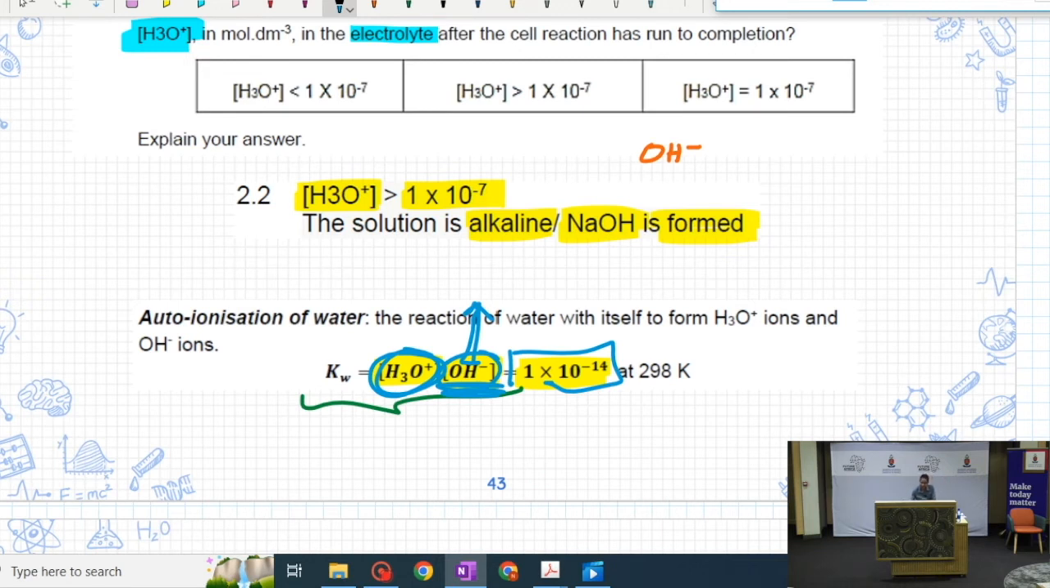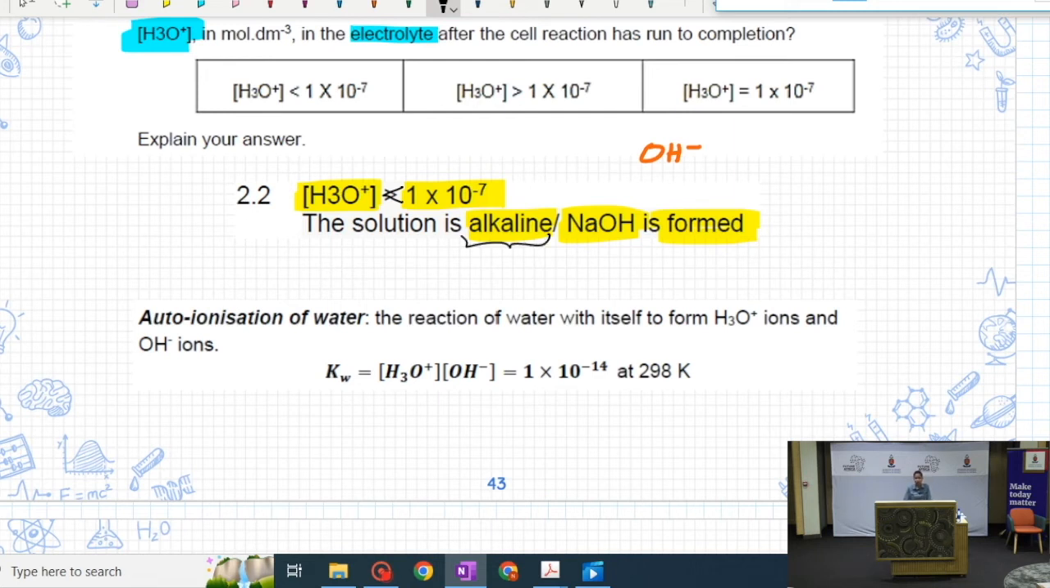Okay, if you say 1 times 10 to the negative 7 times 1 times 10 to the negative 7, you're going to get 1 times 10 to the negative 14. When the pH is 7, then this concentration and that concentration are both 1 times 10 to the negative 7. But in this case, we actually expect this to be low. Okay, it needs to be lower than that. And the reason is because we have an alkaline solution.